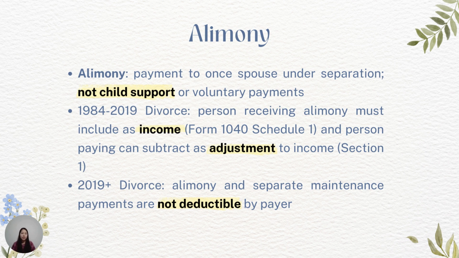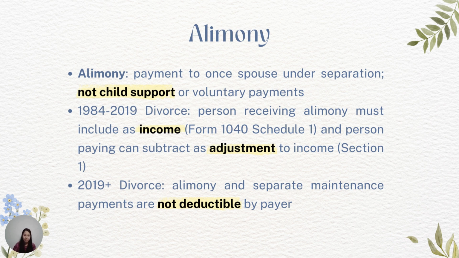Now, this is different because there was a rule change in 2019. If the divorce was between 1984 and 2019, the person receiving alimony must include it as income. The person receiving the alimony check must include the check as income, and the person who paid the check could subtract the alimony paid as an adjustment to income. We'll go over adjustments later, but that's basically reducing your gross income so that you have to pay less taxes.